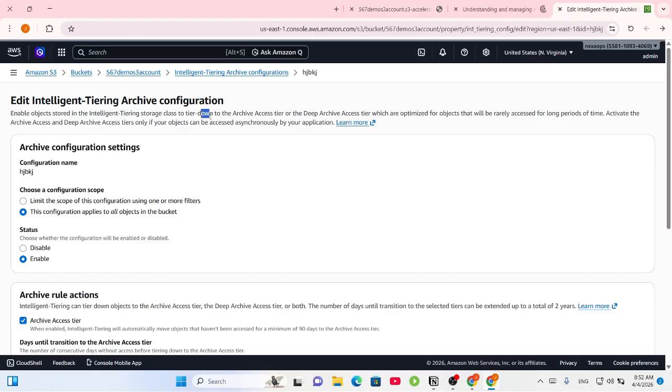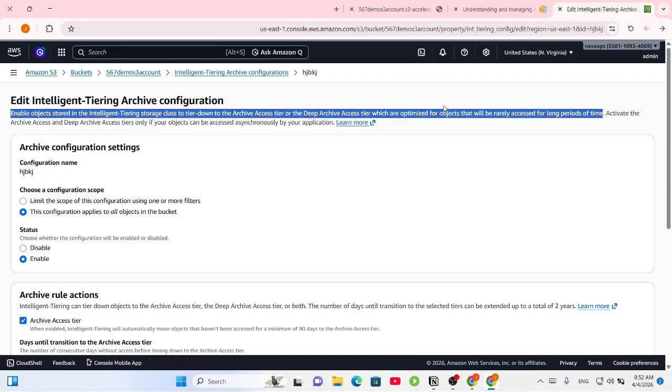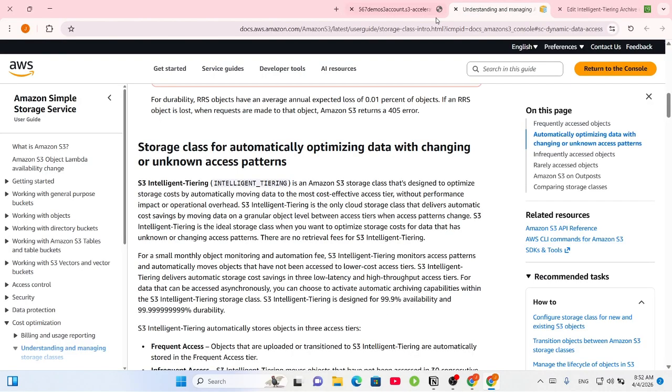So store the intelligent tiering class to tier down to the archive class tier or deep archive, which is optimized for objects that will rarely be accessed. Deep archive is basically for objects that are rarely accessed for a long period of time. Okay. And we have here intelligent tiering.